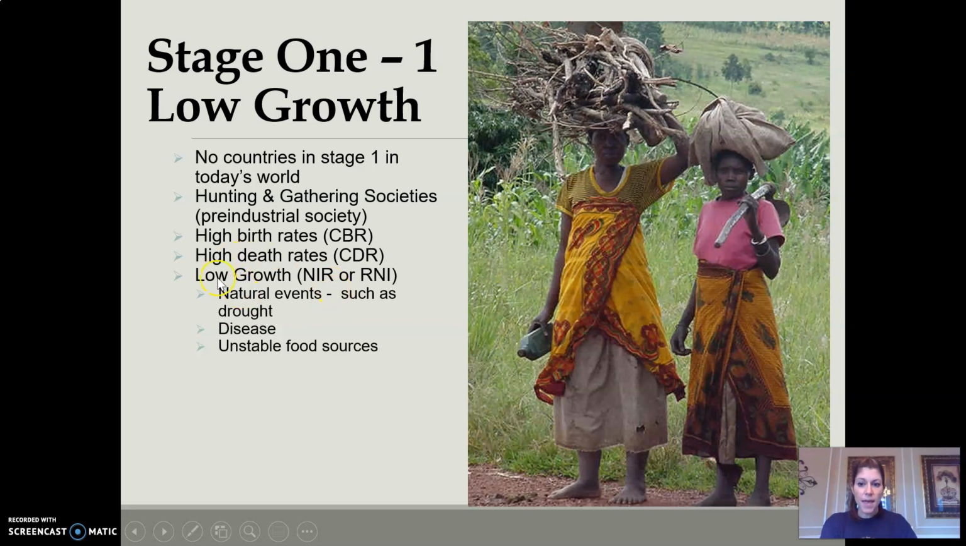Some of the things that may contribute to the higher death rates are natural events such as droughts, disease, because remember, medical care will be very limited, and an unstable food source. All right. So that's stage 1, and as I said, there are no countries in stage 1.